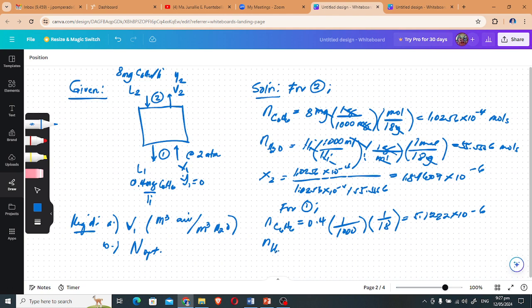Then for water, it's still a liter, so it would be the same as this one, because this one is 0.4 milligrams benzene per liter of water. So we'll just copy, because it's the same amount for every liter of water. So that has 55.5556 moles. So in here we'll have x1, same thing as in here.